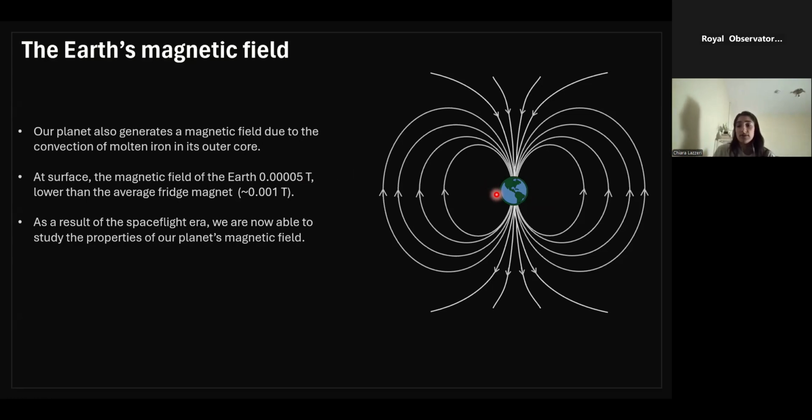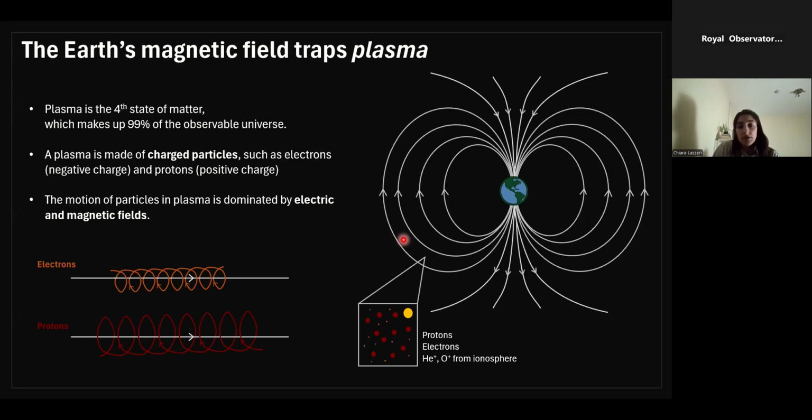And we've known about this field for centuries. We've actually used it for things such as navigation, just think of a compass. But in the last 70 years or so, as a result of the spaceflight era, we've been able to study the properties of the magnetic field in space, where there are no sources of interference. And we've not only been able to study the properties of the magnetic field, but also the properties of the material that this field traps, that we call plasma.